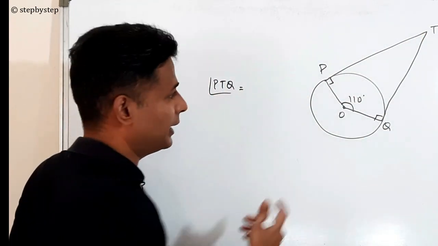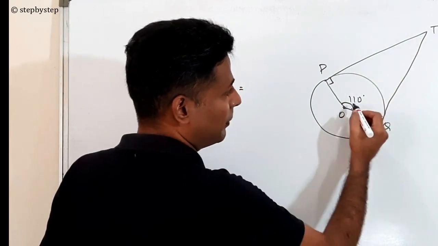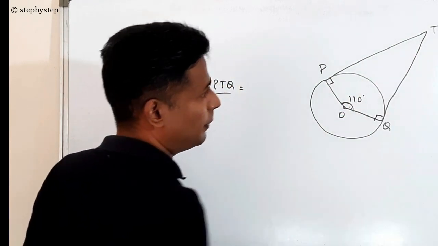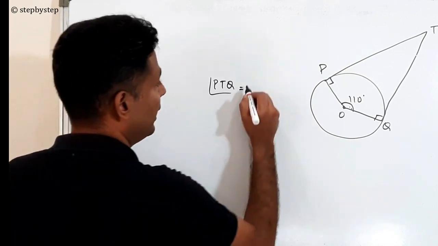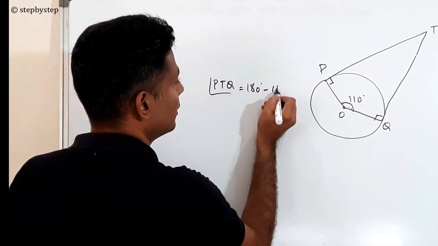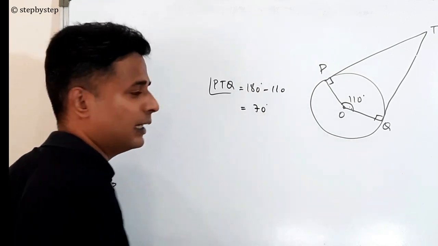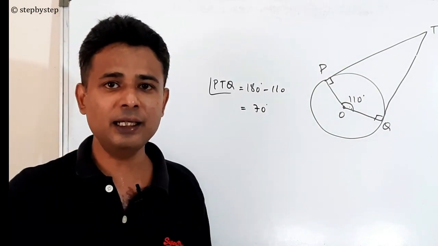How much is remaining? 180. So this angle and this angle are supplementary. Since this is 110, this will be 180 minus 110. So it will be 70 degrees. Answer is 70 degrees.